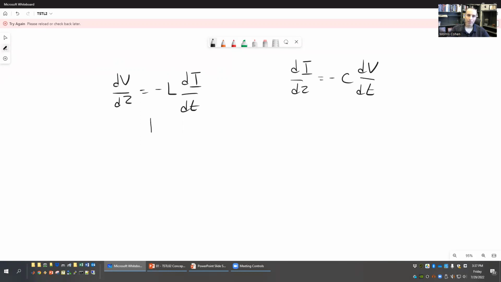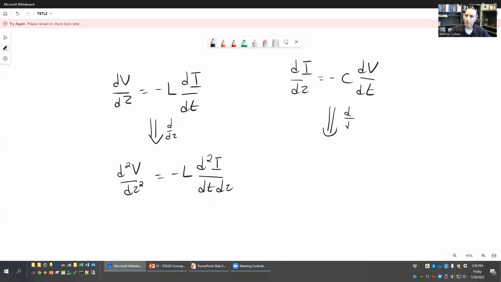To do that, I'm going to take the spatial derivative of this equation right here, of both sides. And so we're going to get d squared V/dz squared equals minus L times d squared I/dt dz. All right, to this equation, I'm going to take the time derivative of both sides. So this will be d squared I/dt dz equals minus C times d squared V/dt squared. All right, all kosher so far.